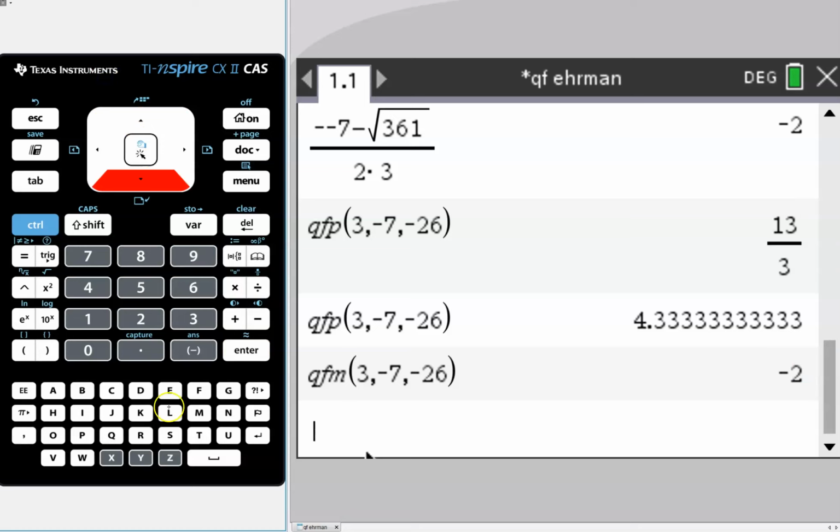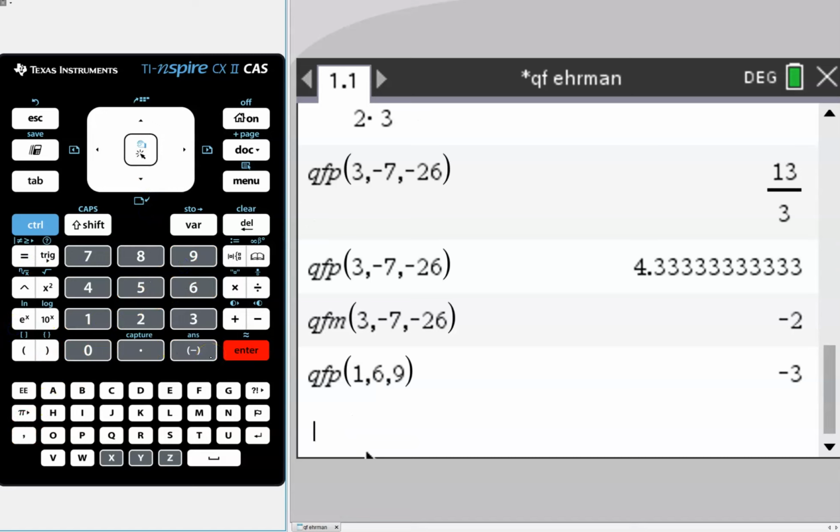Let's check this one out. We'll take a look at it. So QFP with 1, 6, and 9 as our coefficients. We ended up getting negative 3. That's what we would expect.